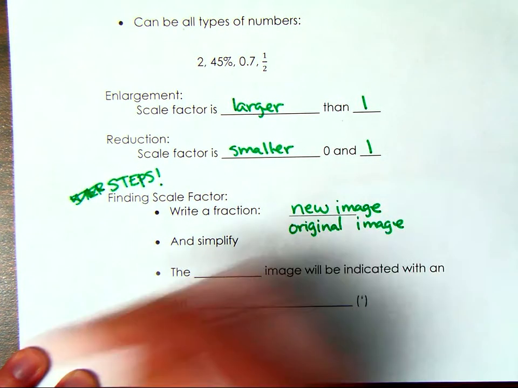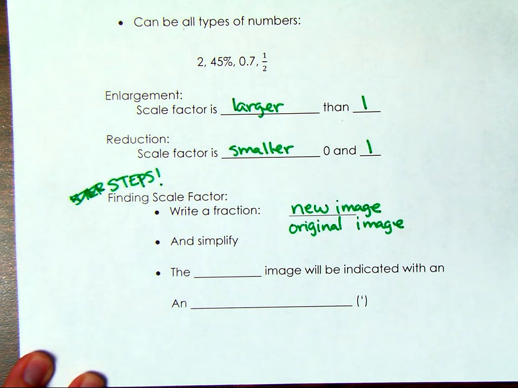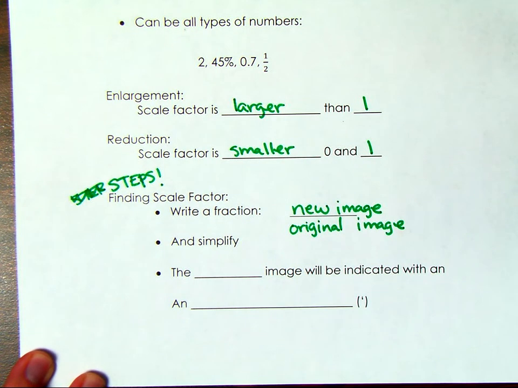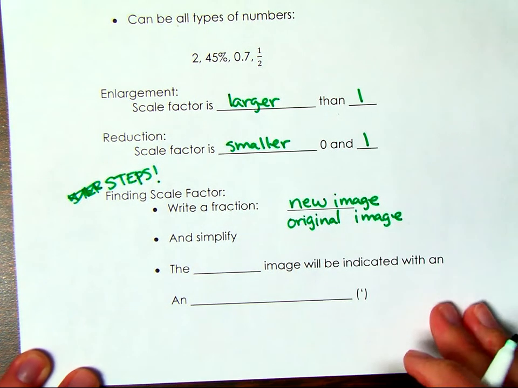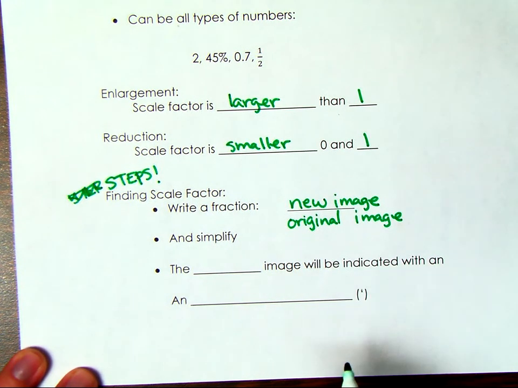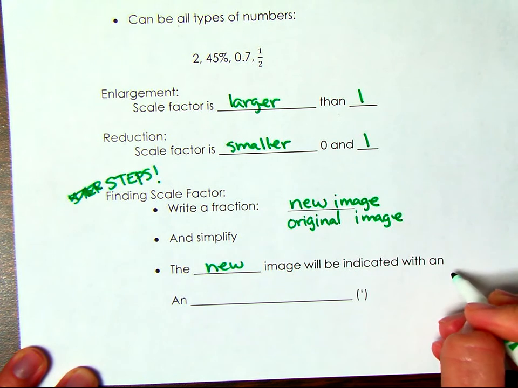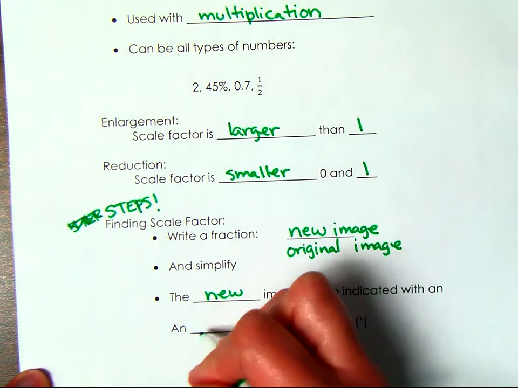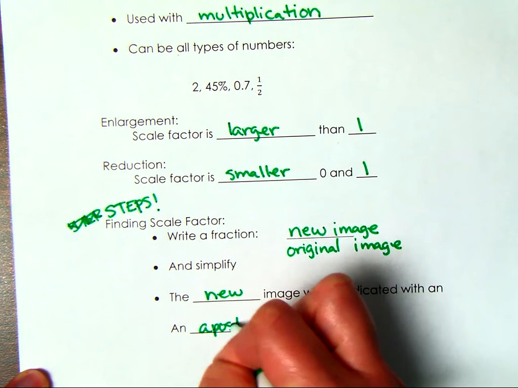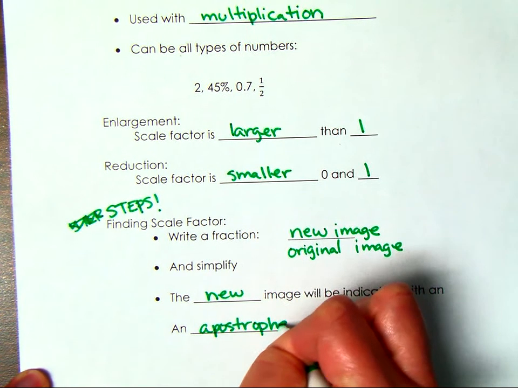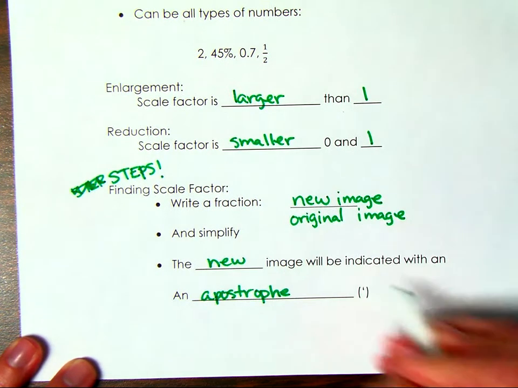Again, this will make more sense once we have some examples together. Okay? So this is why we talked about corresponding sides and corresponding angles, making sure we knew where they were in the picture. Then we can simplify. Your new image will always be indicated with an apostrophe.